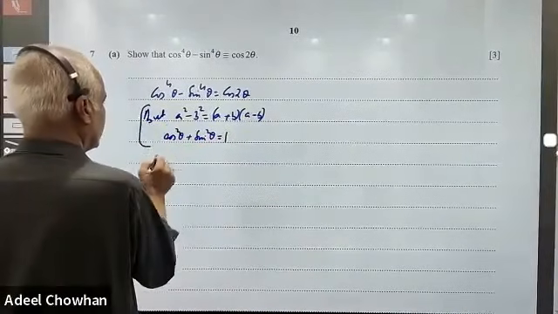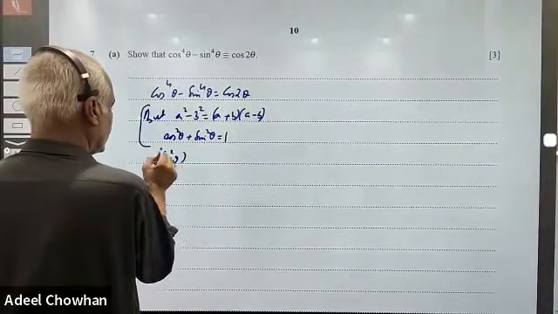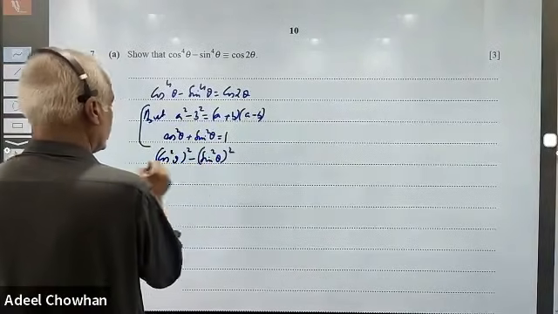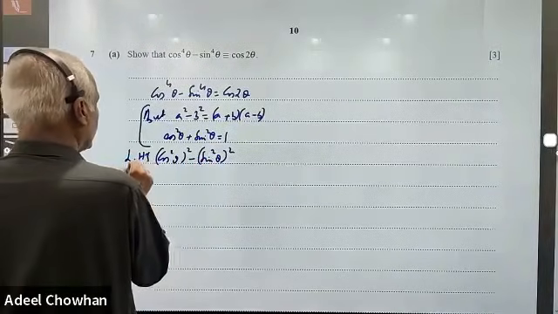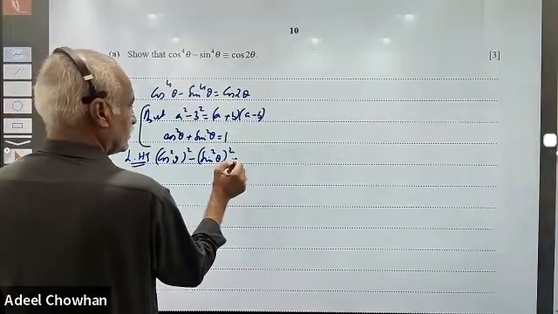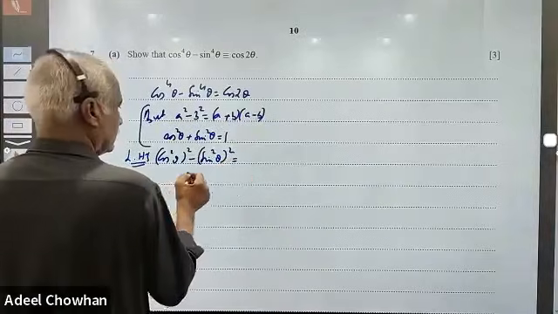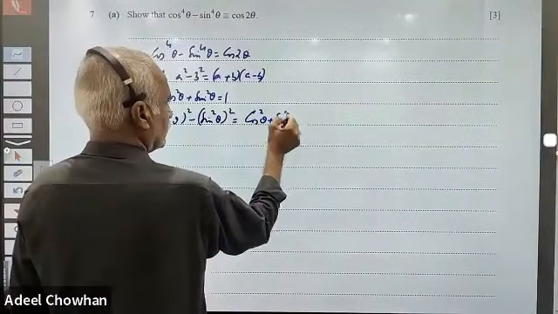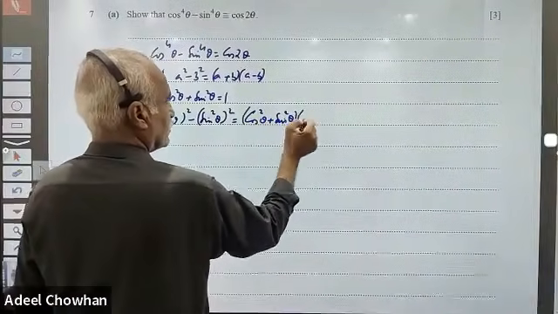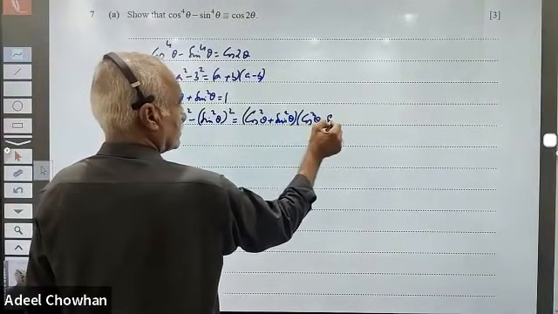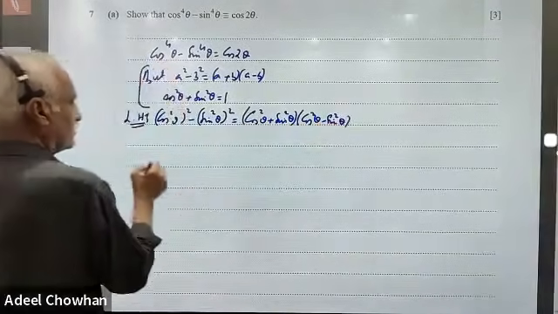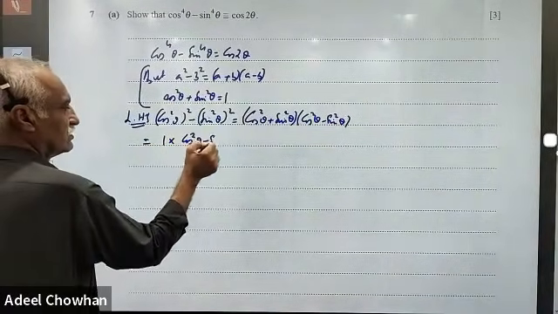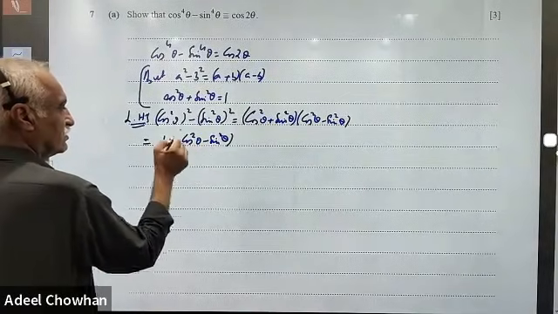So we use this. So cos square theta whole square minus sin square theta whole square, because we are going to prove this identity. So that thing is equal to cos square theta plus sin square theta into cos square theta minus sin square theta. That will be equal to 1 into cos square theta minus sin square theta.